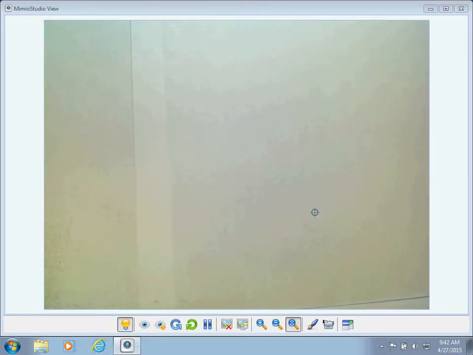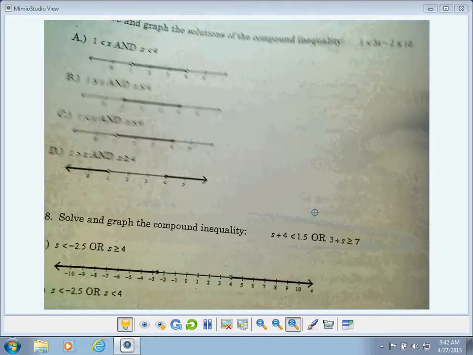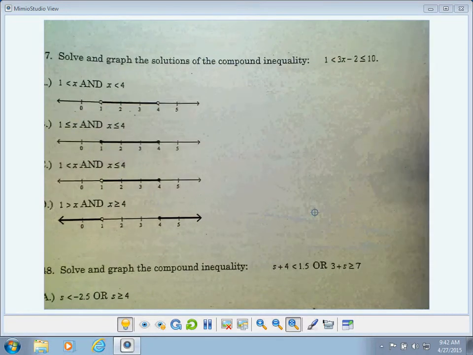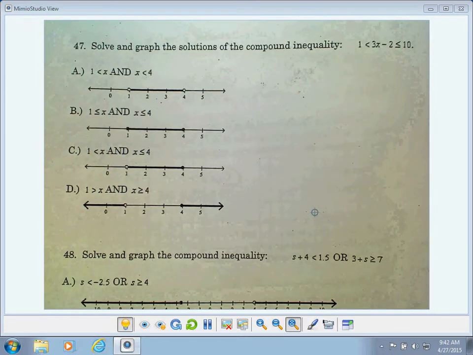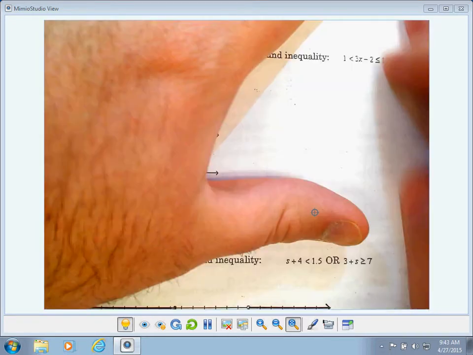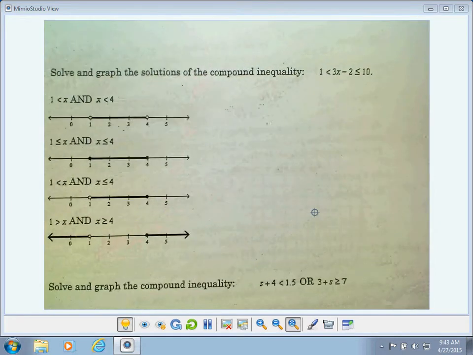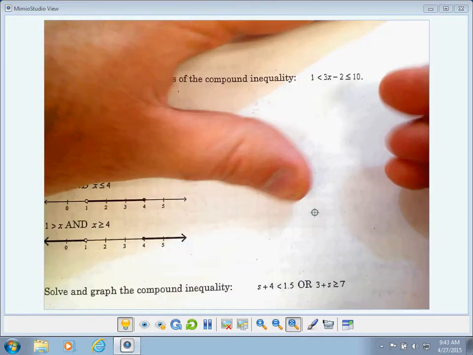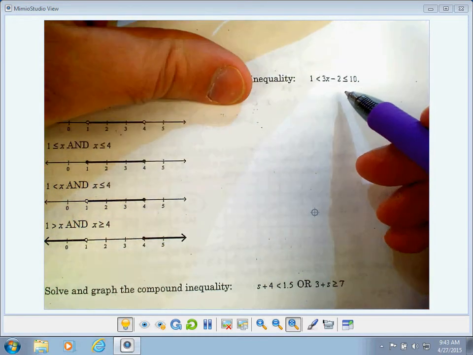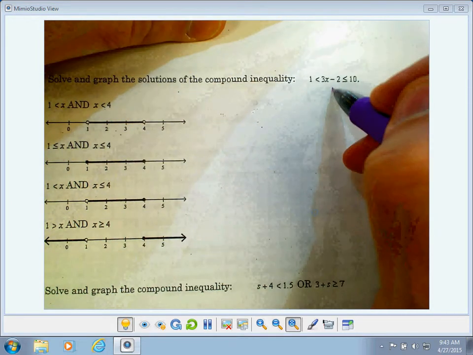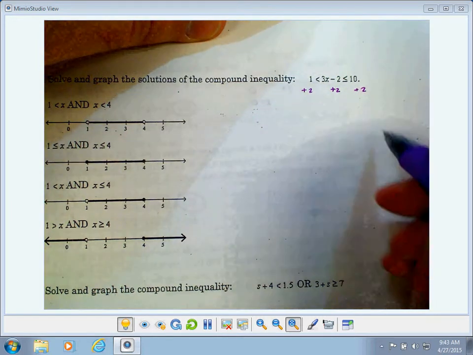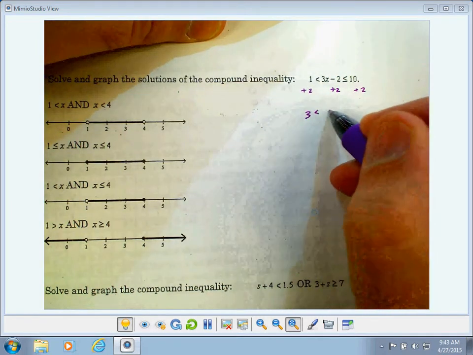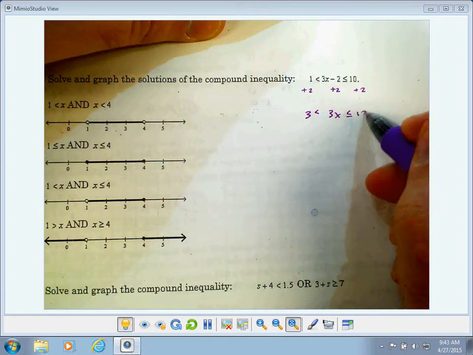Alright, let's go to number 47. It says solve and graph the solutions of the compound inequality. We solve a compound inequality the same way you would solve any regular one. You just make sure whatever you're doing to the middle part to get x by itself, you do to every part of it. So I'm going to add 2, but I'm going to do that everywhere, like this. So it's going to be 3 less than 3x less than or equal to 12.